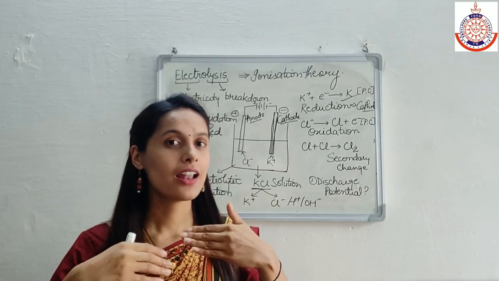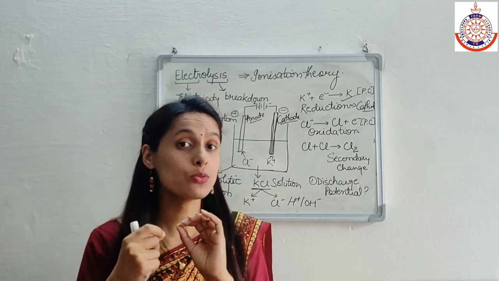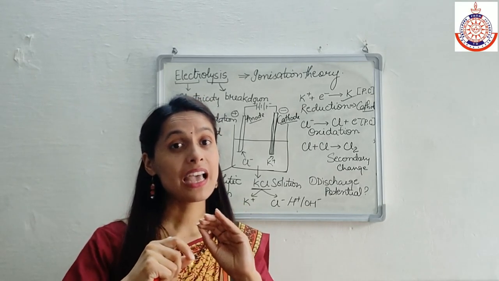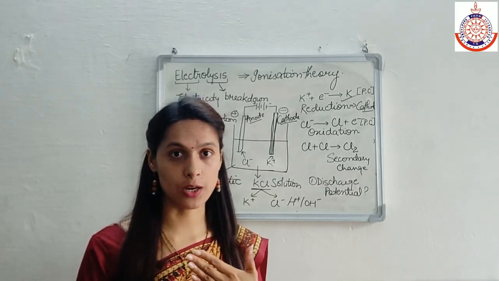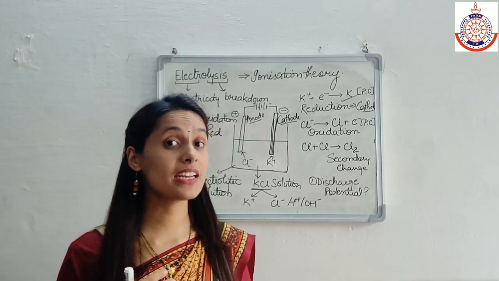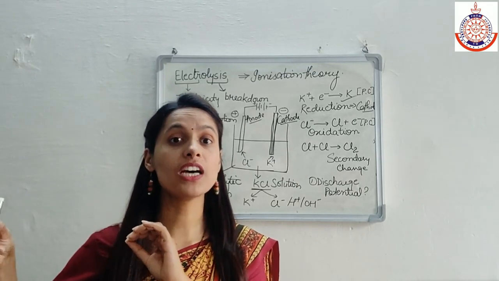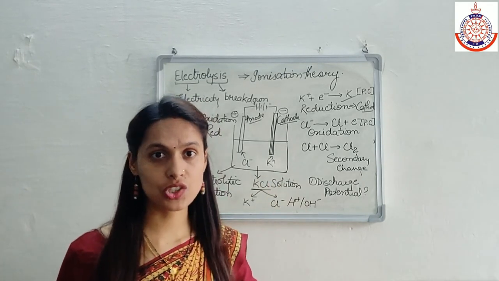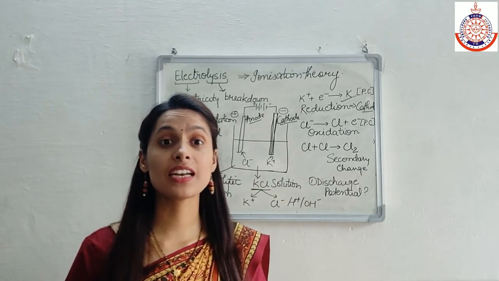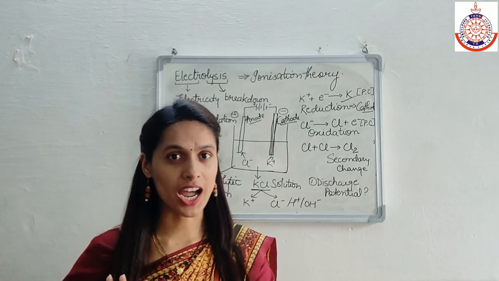So it means the higher the discharge potential, the less tendency there is to remove the charge. The lower the discharge potential, the more tendency the ion has to remove the charge.